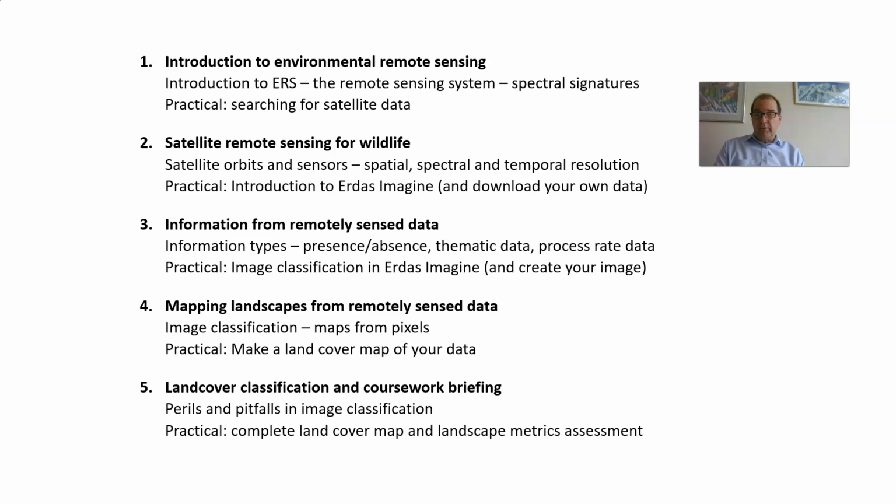The following week, we'll look at the different sorts of information that we can get from remotely sensed data. So including things about the presence and absence of features, thematic map data, and information about how quickly processes on the Earth's surface are changing. And then we'll do a practical on producing land cover maps from satellite data.